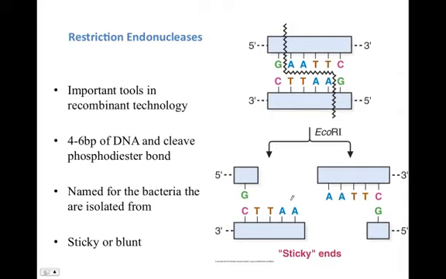In the multiple cloning site region, there are restriction endonuclease sites. These are important tools for recombinant technology. In summary, these are enzymes that recognize short 4 to 6 base pair sequences of DNA and cleave the phosphodiester backbone. They are named for the bacteria they are isolated from.